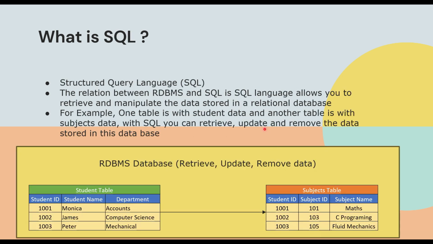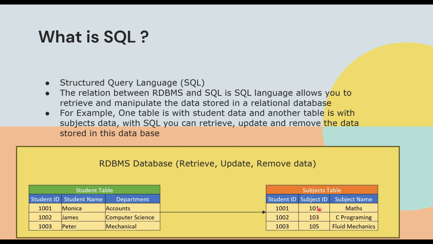So what is an SQL then? SQL is a structured query language. The relation between RDBMS and SQL is that SQL is a language that allows you to retrieve and manipulate data stored in a relational database. In general, RDBMS is the place where the data is actually stored, but to access it you need SQL. SQL has a set of instructions or commands in a proper way, using which you can retrieve and update or remove the data in the tables of RDBMS.